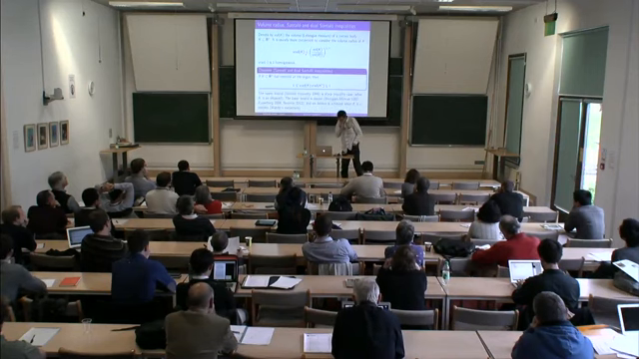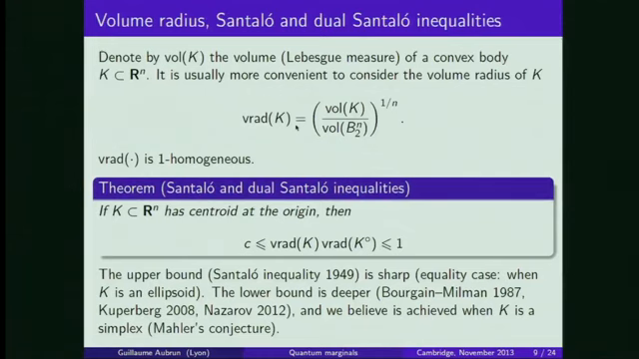So how does this quantity behave with respect to polarity? There is a couple of inequalities which precisely say this, which are called the Santaló inequality and the dual Santaló inequality. Here you see it involves the product of the volume radius of K and the volume radius of K polar. So this product is 0-homogeneous.